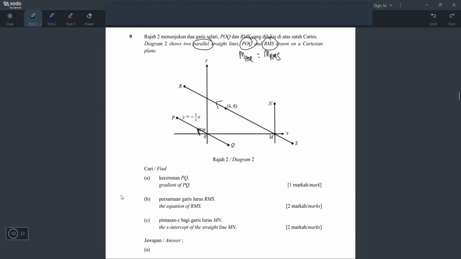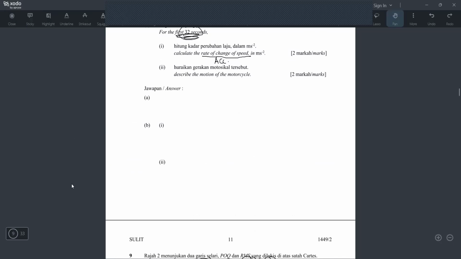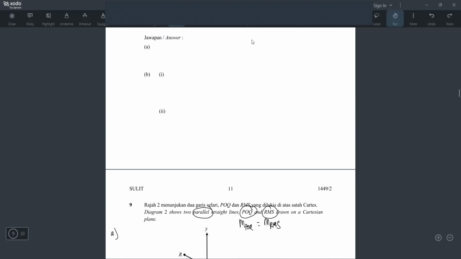Okay, now we can do A. A says what? Find the gradient of PQ. Okay, I mentioned about straight line. Okay, let's go straight line.